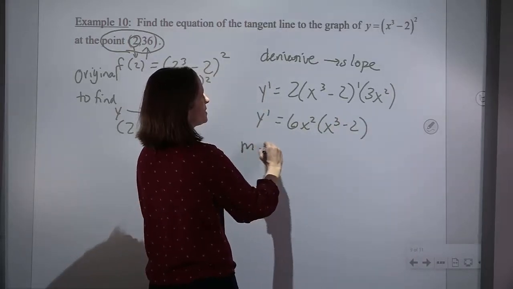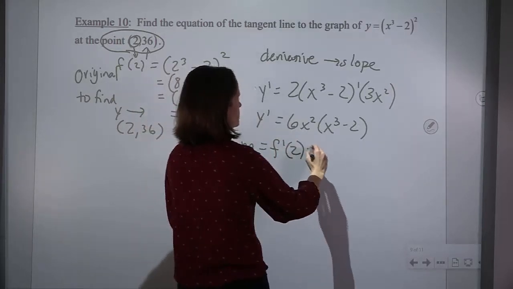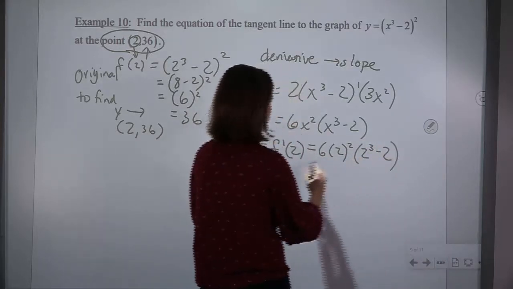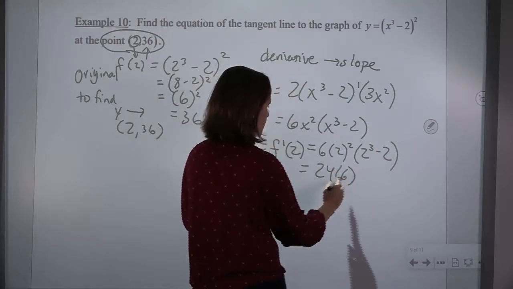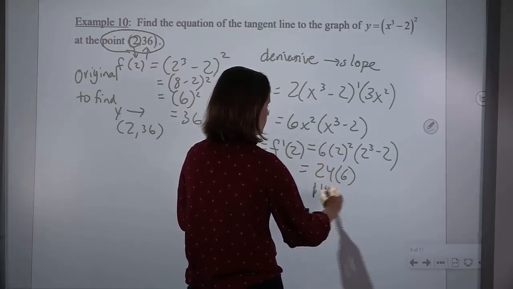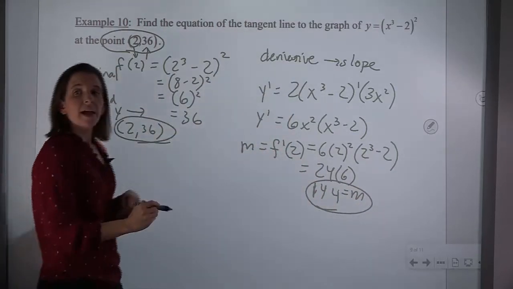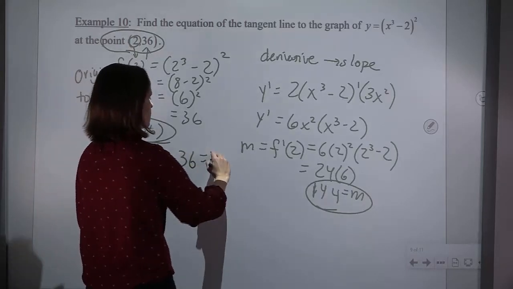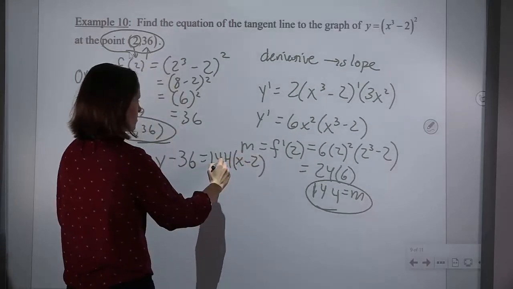To get my slope, I need to do the derivative evaluated at 2. So I'm going to plug 2 into this. And so we have 24 times 6, and we end up getting 144 for our slope. So we have a slope and a point, and now we can write the equation of our line. So we have y minus 36 equals our slope 144 times x minus 2, and we can distribute.